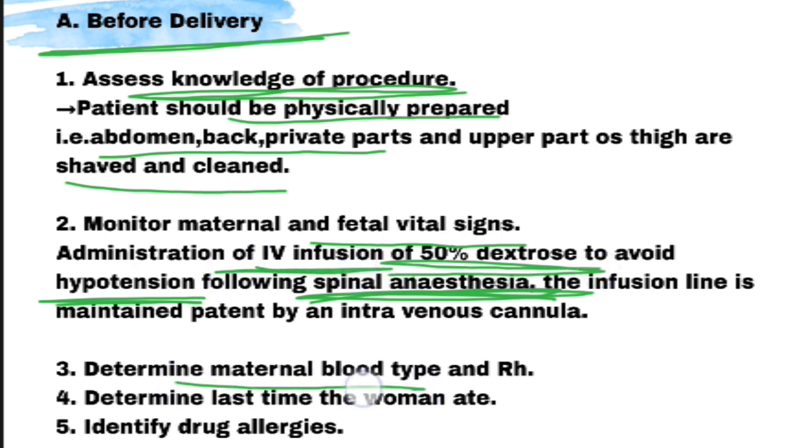Next, as a precautionary measure, we will take the mother's blood group and arrange the blood beforehand, because in a C-section there will be a lot of blood loss. To match that, we arrange the blood beforehand. Before taking her to the delivery ward, we will make sure at what time she last had food and when she last drank water. While collecting the previous history, we will also learn which drugs the woman is allergic to, to avoid them.